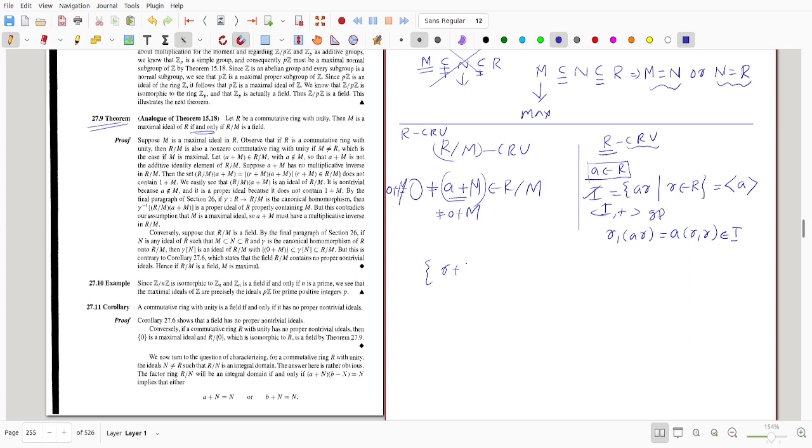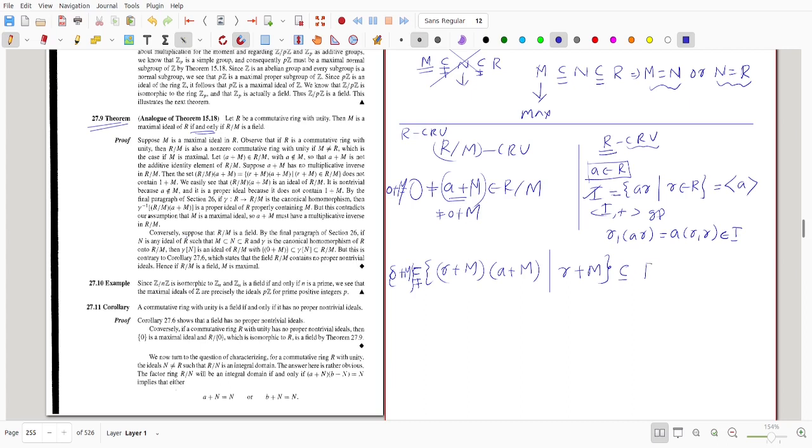That means if you choose any arbitrary element from R over M and multiply it with a plus M, this is the set of all (r plus M)(a plus M). So we define this. Obviously this properly contains 0 plus M, because this contains at least a plus M. Since a plus M is not equal to 0, this is not equal to the singleton set 0 plus M.